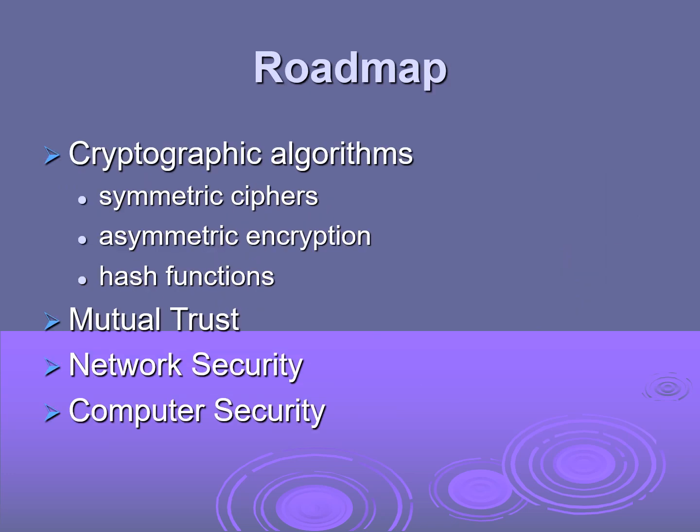So the roadmap of today's presentation will be like this: the cryptographic algorithms. What are the various types of cryptographic algorithms? We have symmetric ciphers, asymmetric encryption, and also hash functions. The next topic would be mutual trust between the sender and the receiver and also the third party, then network security and computer security. That is the roadmap of the presentation today.